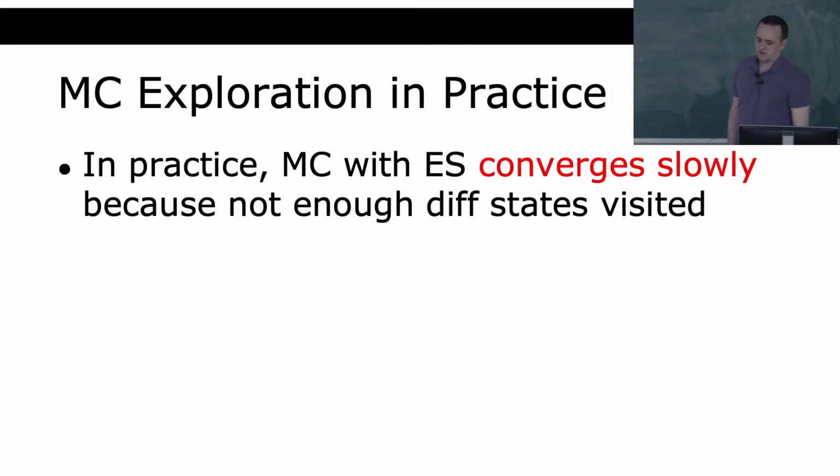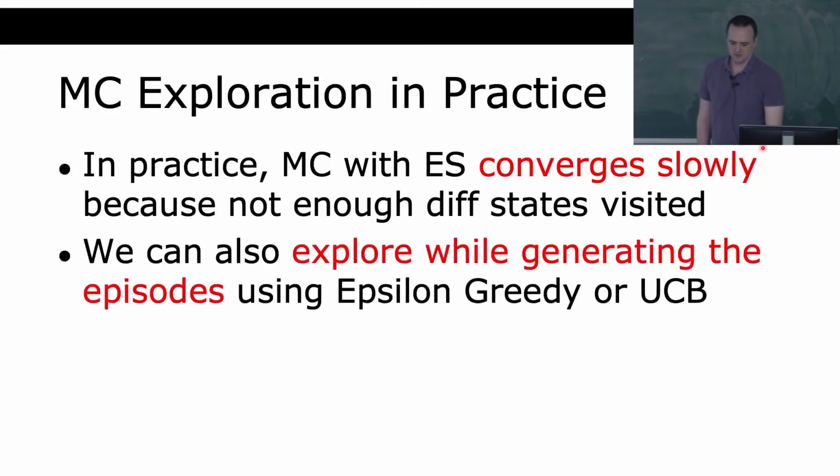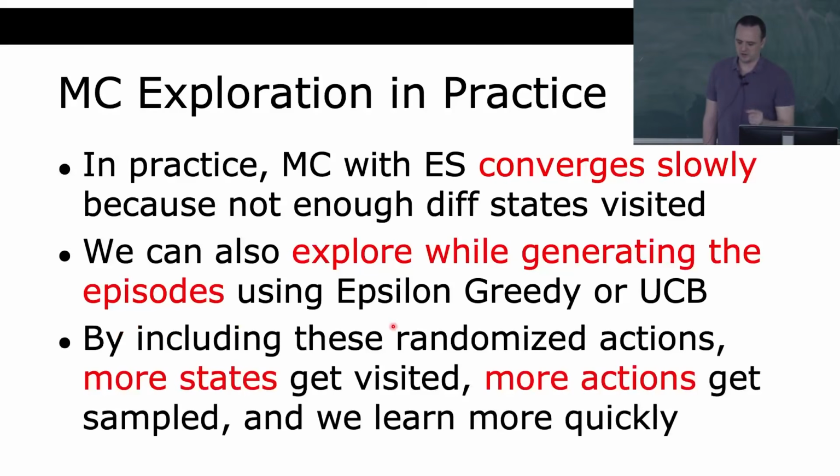So in practice, Monte Carlo with ES converges kind of slowly because it's hard to visit a bunch of different states. If all we did was use exploring starts and not randomize our actions, then we would still visit only a few states. So we still also want to explore while generating the episodes. Like we talked about epsilon greedy, maybe 10% of my actions should always be random. So I'm starting in random places, sometimes I'm taking random actions, and so that's good. By including randomized actions, more states get visited, more actions get sampled, and we learn more quickly.